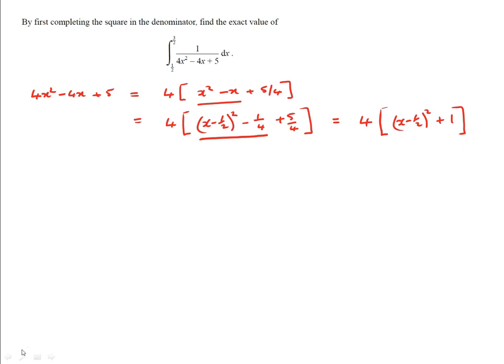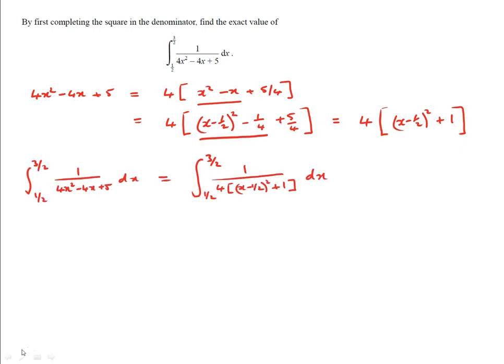So we can rewrite our integral as the integral between a half and 3 over 2 of 1 over 4 lots of x minus a half squared plus 1, which is the same as the integral between a half and 3 over 2 of a quarter times by 1 over x minus a half squared plus 1.